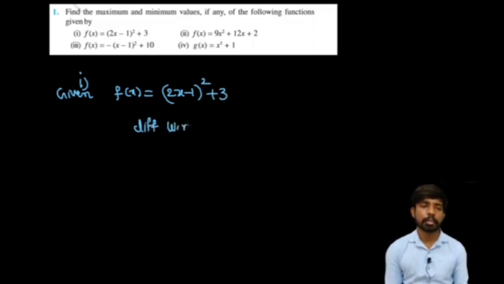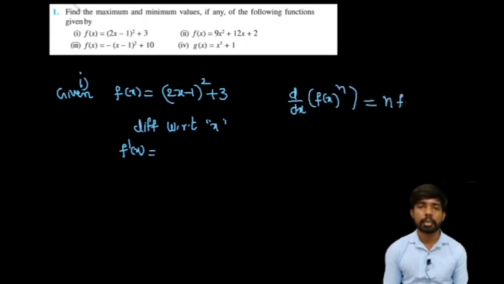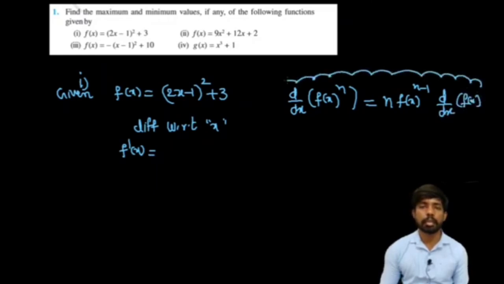So first problem. Given f of x is equal to (2x minus 1) whole square plus 3. So this is a function. Differentiate with respect to x. So here f dash of x is equal to the differentiation of f of x whole to the power of n, which can be written as n into f of x whole to the power of n minus 1, again the differentiation of f of x. This is the formula.